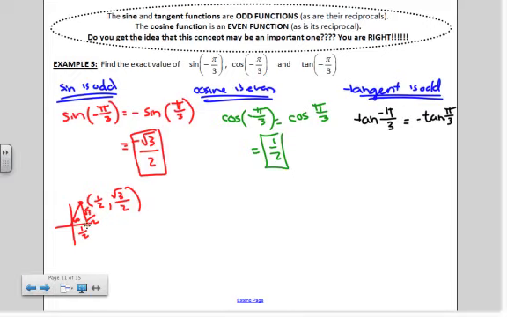Now we have to look at our x's and y's here. Our y is square root of 3 over 2, our x is 1/2, so that is going to be the square root of 3 over 2 over 1/2. Those twos are going to cancel, and we have the square root of 3, and it's negative because of the negative sign in front of our relationship there.